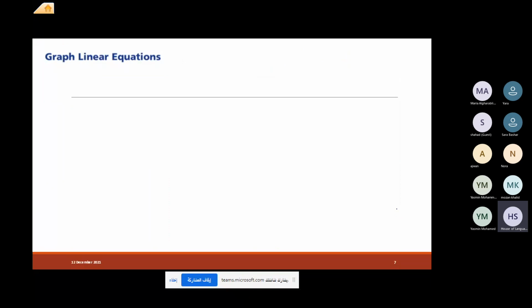76. Now after we talk about what is the linear equation, now we're gonna graph them. Now the graph of a linear equation is a set of all pairs of x and y that satisfy the equation. So what do I mean?